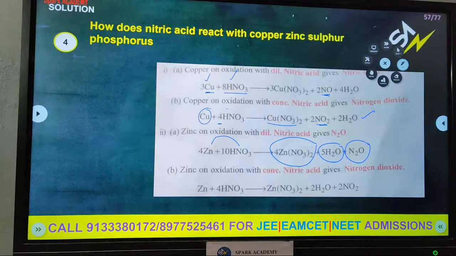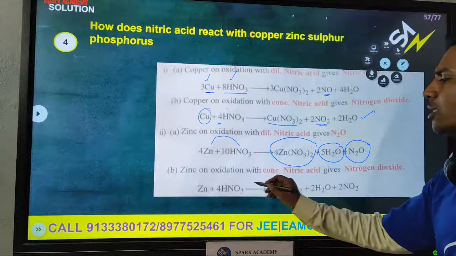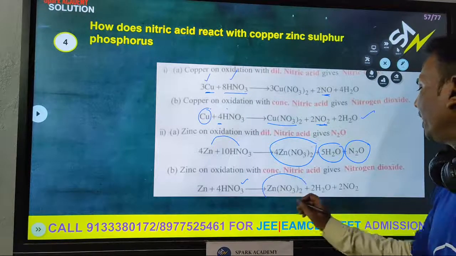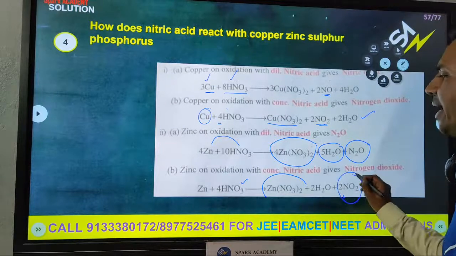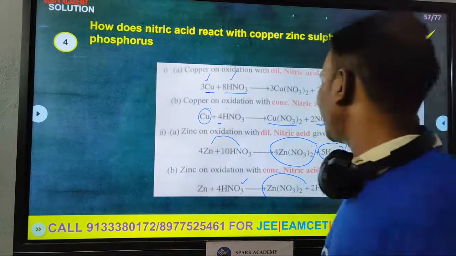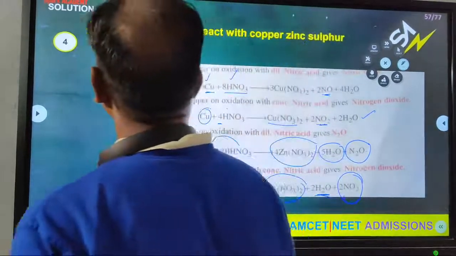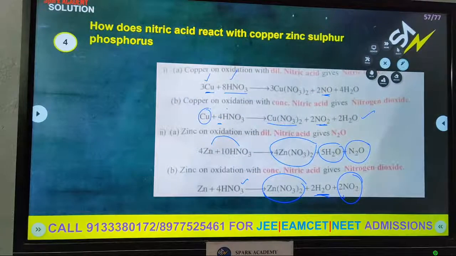Last reaction, nitric acid 4 moles, that makes zinc oxidation. So zinc on oxidation with concentrated nitric acid gives what? Nitrogen dioxide, and Zn(NO3)2 and 2 water molecules.